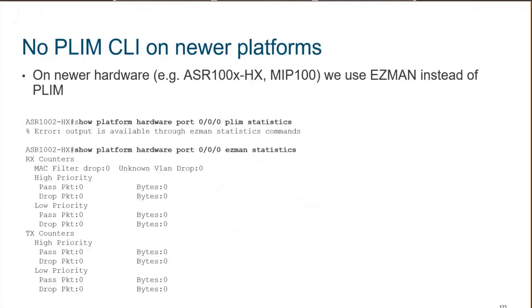On the newer platforms, for example, ASR HX devices or MIP100 SPA modules, we don't have PLIM. PLIM is replaced by a process known as EasyMan. So it's the same statistics, but instead of PLIM, we'll have to check the EasyMan. The outputs will be the same.